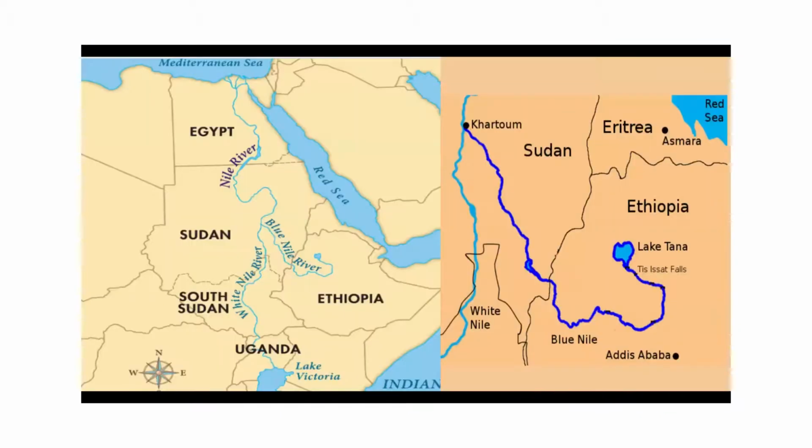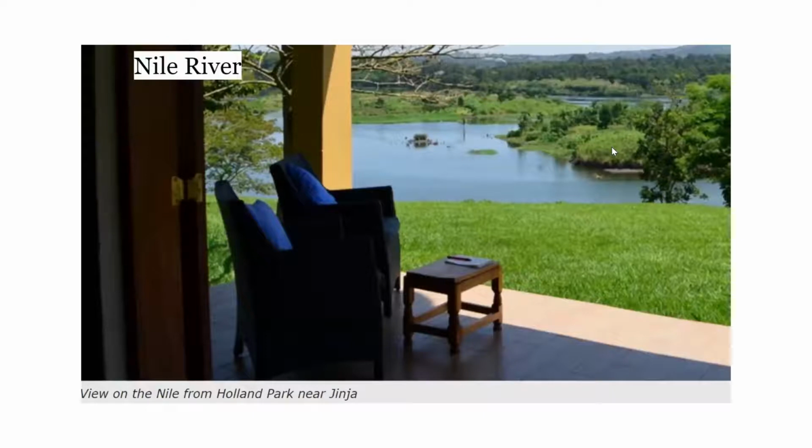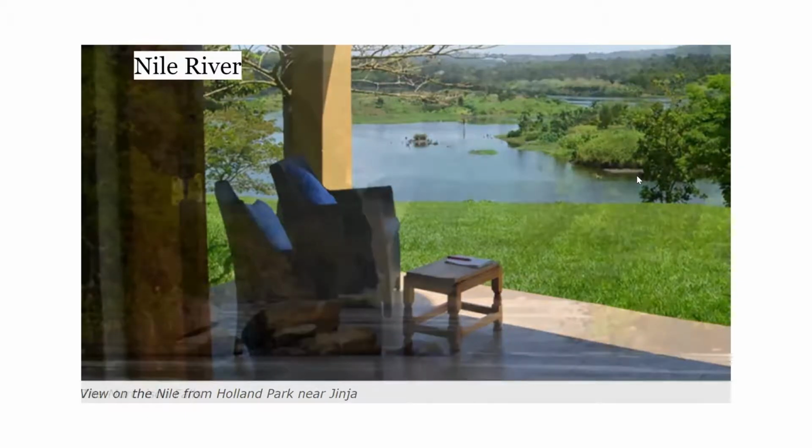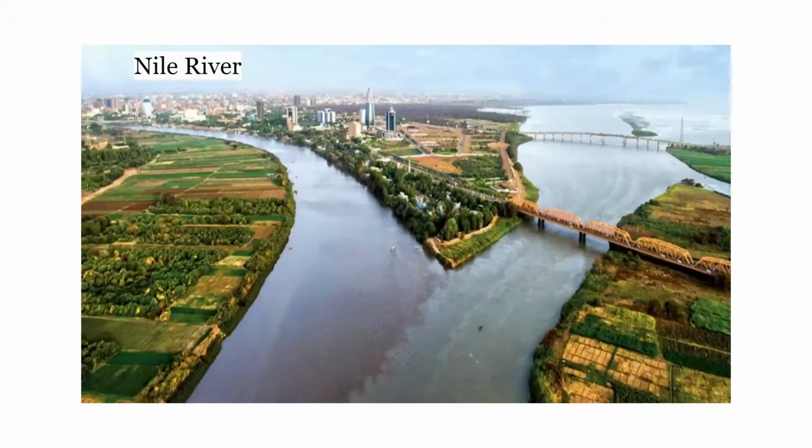The Nile River. It is the longest river in the continent of Africa. There are two tributaries, the White Nile and the Blue Nile. This is the White Nile in Jinja, Uganda. The White Nile comes from Lake Victoria in Uganda, the Blue Nile from Lake Tana in Ethiopia. Both tributaries meet in Khartoum, capital city of Sudan.